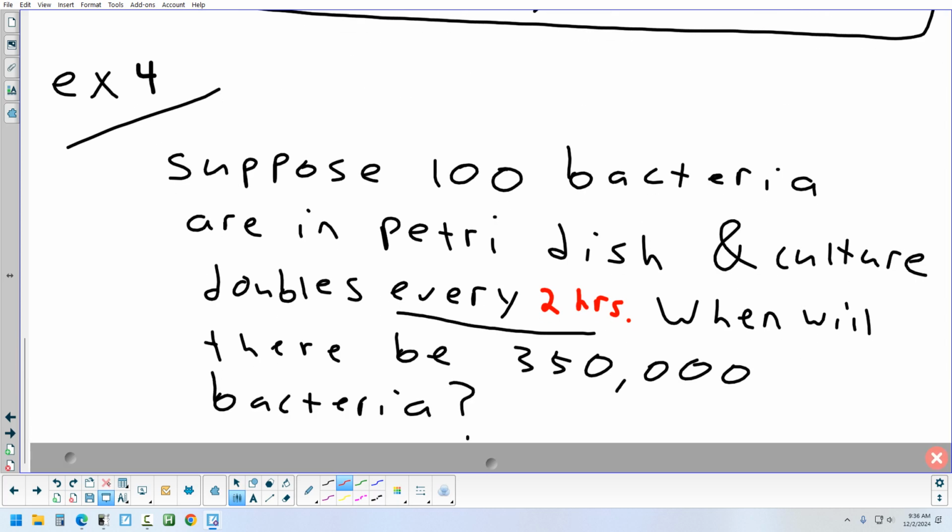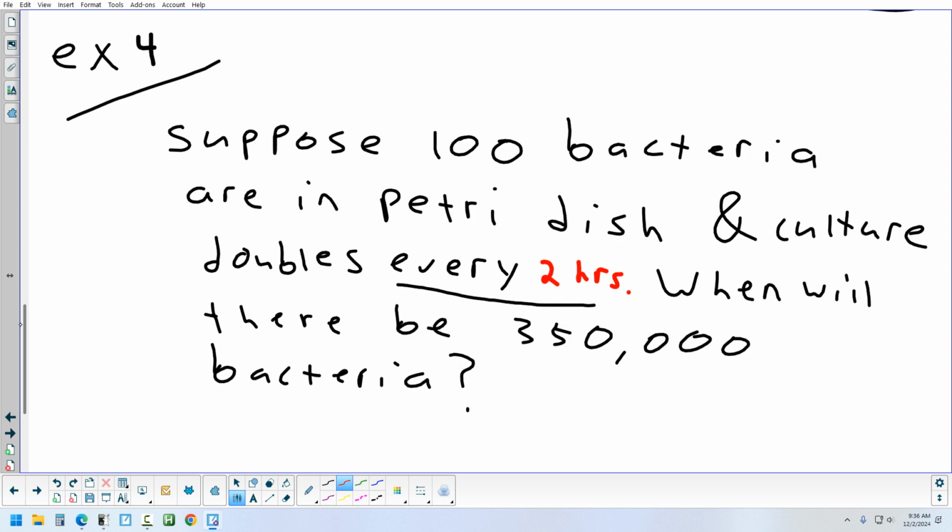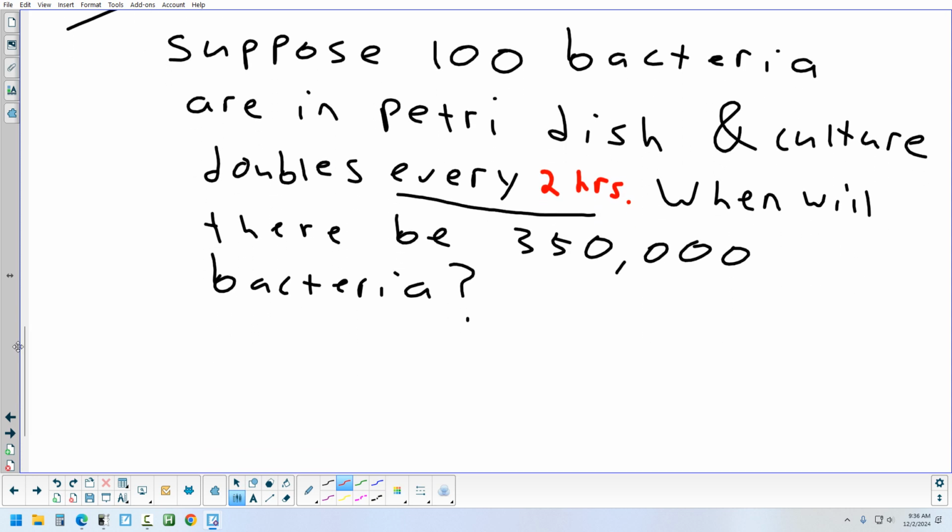So you might think, well, that's a lot, right? It's going to take a long time. But if something's doubling, it gets there pretty quick. So for this one, again, try to pick a variable that would make sense, or a name for your function. We're finding an amount of bacteria, so you could use A for amount or B for bacteria. I'm going to use B.